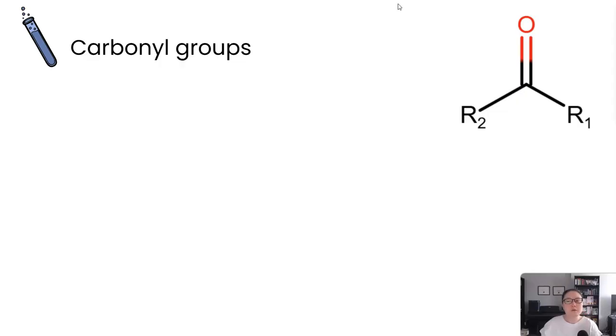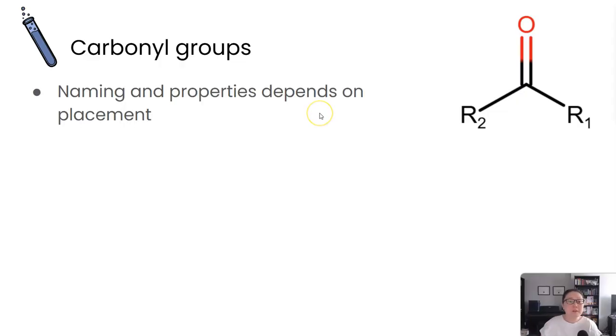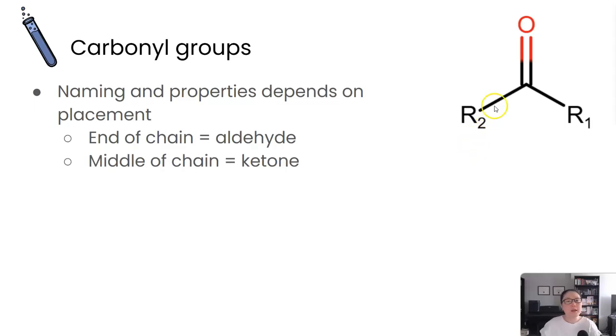Both aldehydes and ketones have carbonyl groups. That carbonyl group is what makes an aldehyde or a ketone. The difference is going to be in the naming, where that double bonded oxygen is going to change whether you have an aldehyde or a ketone, and some of that is because the properties change so much depending on where that carbonyl group is. The aldehyde is when you have that carbonyl group at the end of the chain, and so the second R group is basically going to just be hydrogen instead of another carbon.